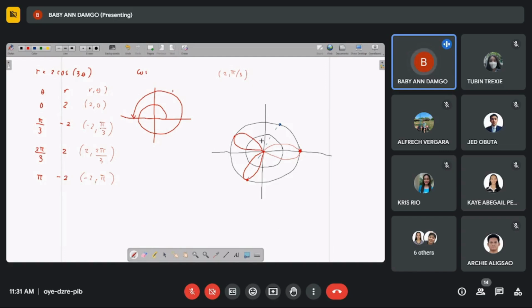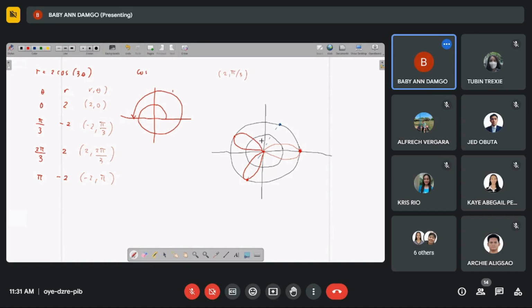So this is how you graph roses. The first thing we determine, class, is how many petals. Okay? So if n is even, like for example cosine 4 theta, meaning we have 4 times 2, so we have 8 petals. If n is odd, then the petals are equal to n. So if 3, we have 3 petals. 5, it's 5 petals, and so on.